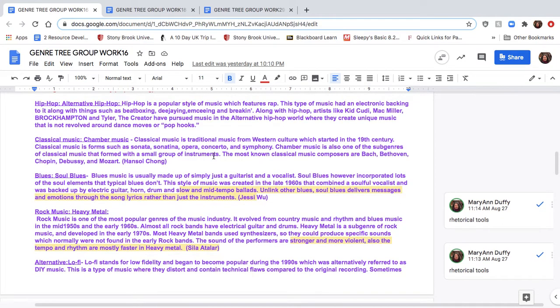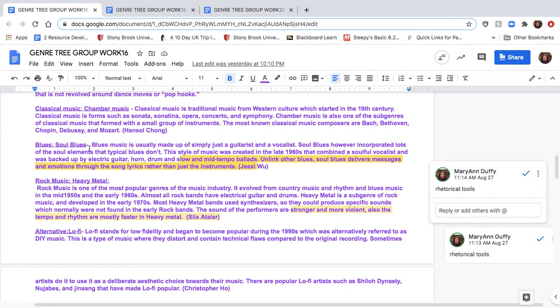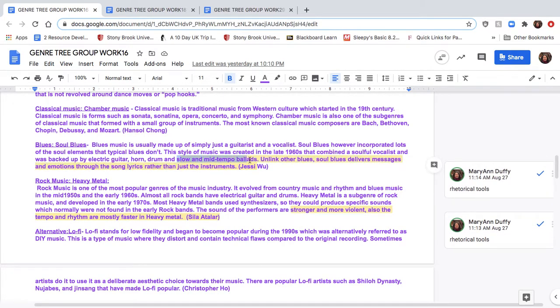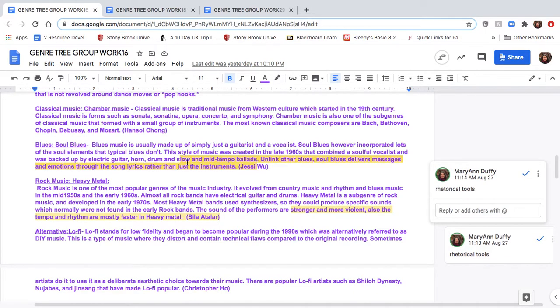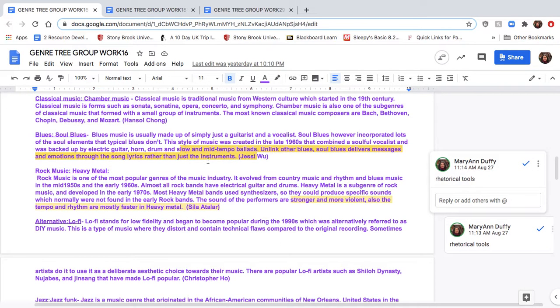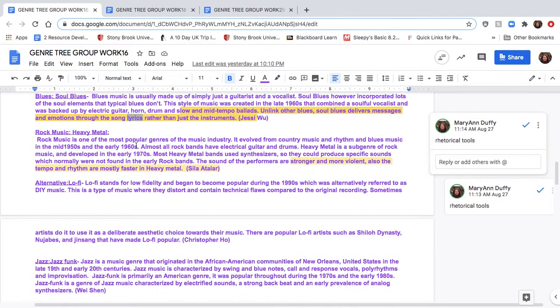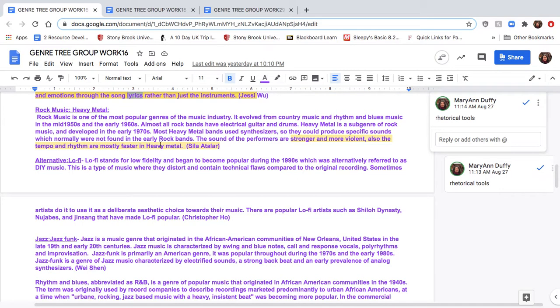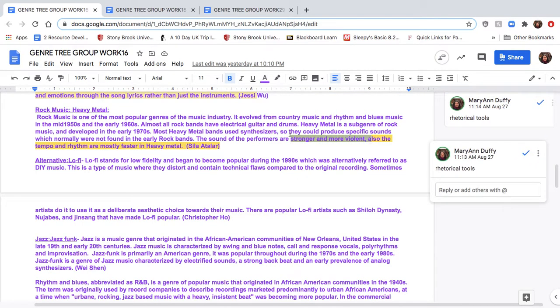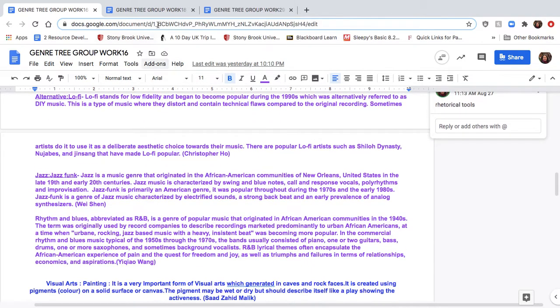Let's skip down to some music. Somebody talked about blues and mentioned that it has to be slow or mid-tempo ballads. So a slower beat is a rhetorical tool that makes blues a blues song. Also, that there are lyrics and not just instrumentals. So lyrics is another rhetorical tool that a blues singer or musician might use. Heavy metal is a stronger, more violent beat. That is a rhetorical tool that heavy metal uses. Let's go to some of the other ones.